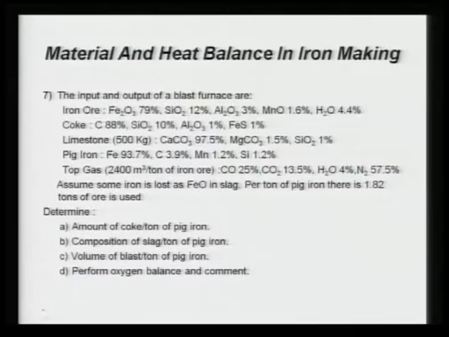So, here is one more problem on material and heat balance in iron making, in continuation with the earlier problems on material and heat balance in iron making. The problem is: the input and output of a blast furnace are iron ore, coke, limestone, pig iron and top gas. Now, remember here the amount of top gas is given per ton of iron ore, it is not per ton of pig iron.